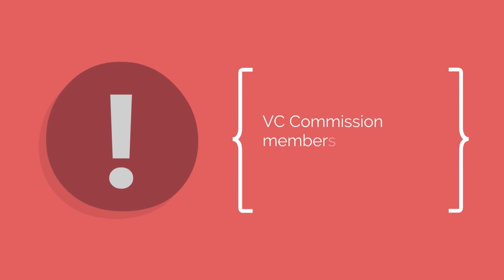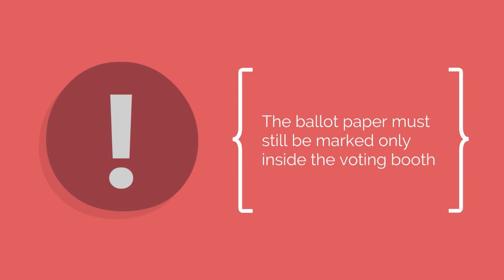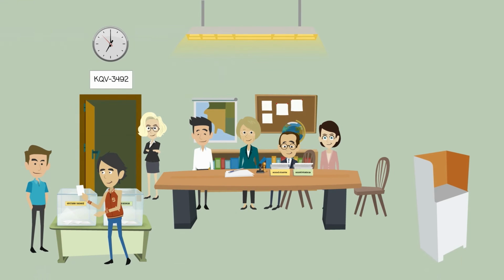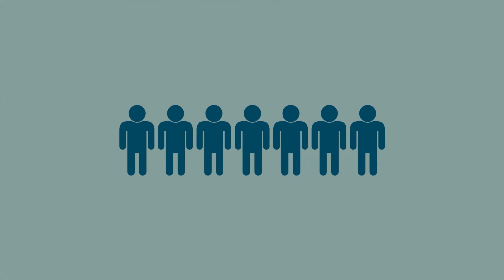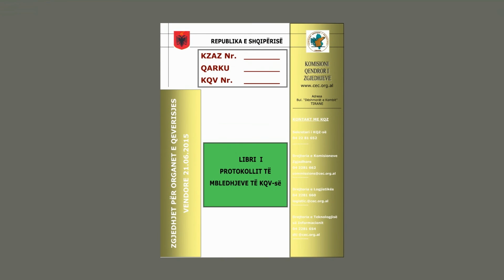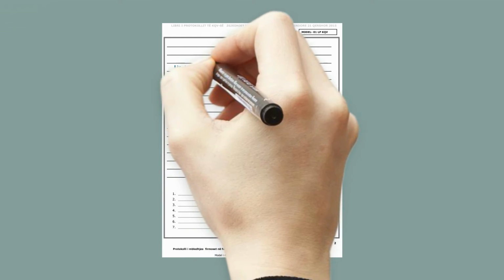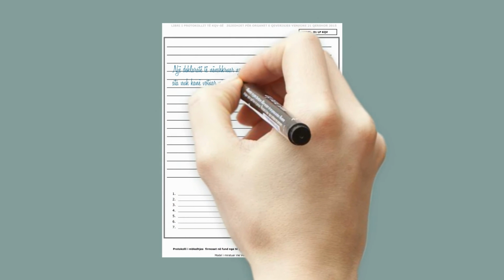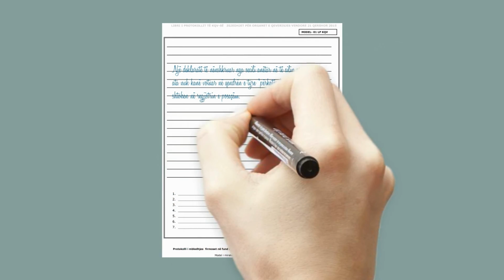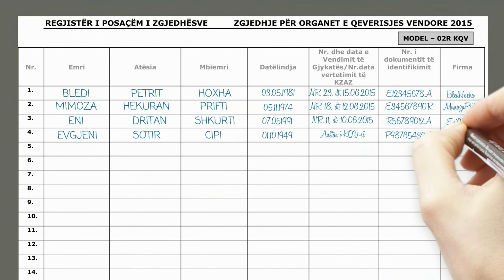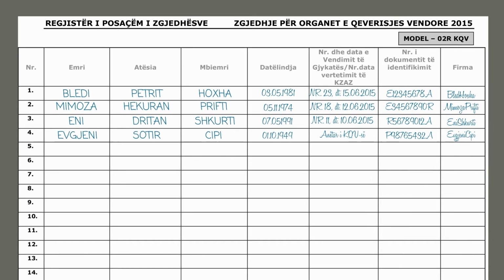VC Commission members may not assist voters in this manner, and the ballot paper must still be marked only inside of the voting booth. VC Commission members are also entitled to vote at the center where they are working. All members will vote immediately after the voting is finished, in other words, not before 7 p.m. This process is noted in the meeting book with a signed statement by each commissioner that they have not voted in their home voting center. Their names and ID numbers are recorded in the special register. Got it?